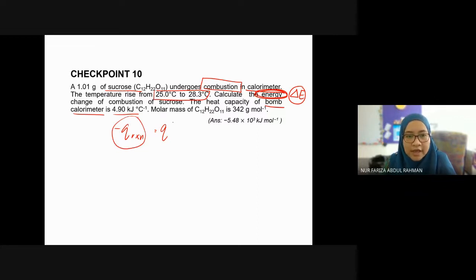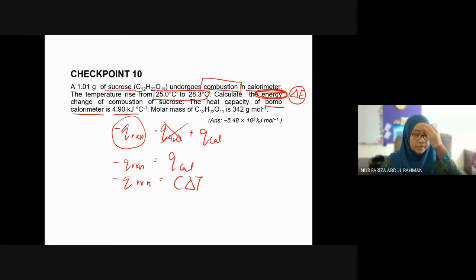Since we only have calorimeter, we don't have the water. We don't have this information. That means we just delete it, cross it out like that. So Q reaction is equal to Q cal, and Q reaction is equal to C delta T. So you insert all the information, and you shall get a negative value to represent the exothermic reaction. So this is only for the Q, guys. This is only for the Q.